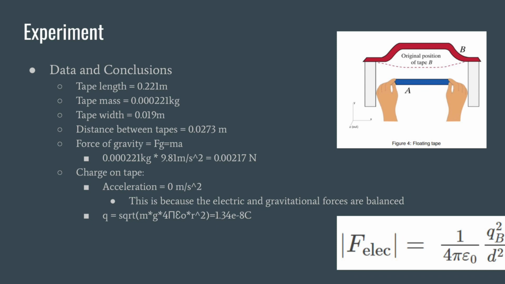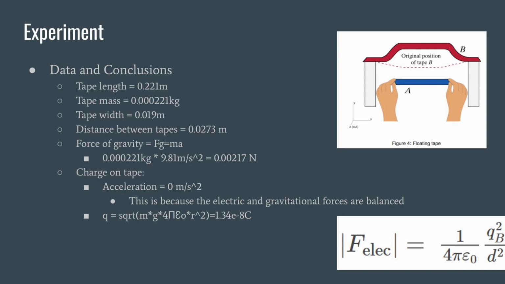I used the measurements to determine the force of gravity on the tape, which was about 0.00217 newtons. Then I was able to determine the charge on the tape. As the acceleration of the tape is 0, the forces on it must be balanced, meaning the electric force must equal the gravitational force, since the only forces we accounted for in this problem are in the vertical direction. I then used the equation for the electric force to determine an equation for Q, and solving for it, I got 1.34 times 10 to the negative 8 coulombs per piece of charged tape.